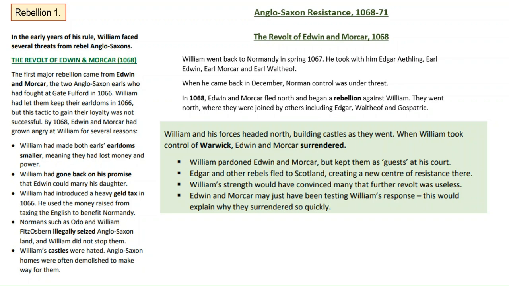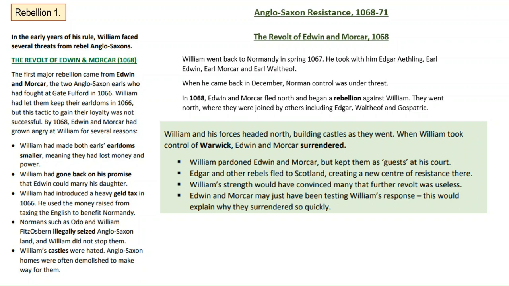Well, they got angry with William, even though they promised to be loyal to him at first. Reason being, William had made their earldoms smaller, which meant they lost power and they lost money. William had gone back on his promise that Edwin could marry his daughter. If Edwin had married her, then he would have been really important, as he would have been son-in-law to the king. William introduced a heavy geld tax in 1066. He used the money that he raised from taxing the English to benefit people in Normandy. This made earls such as Edwin and Morcar angry.